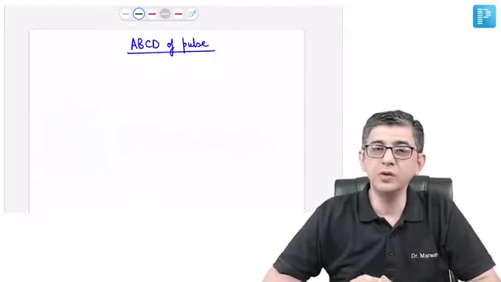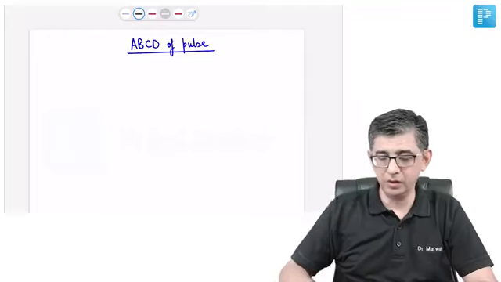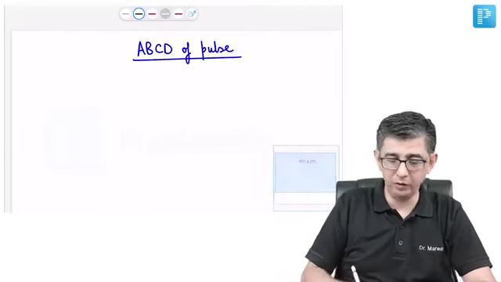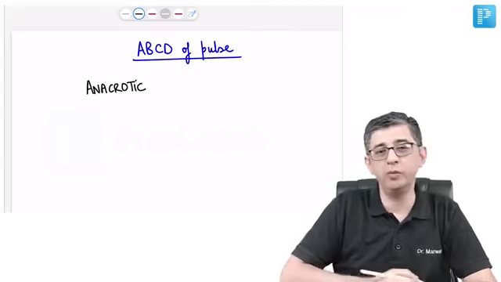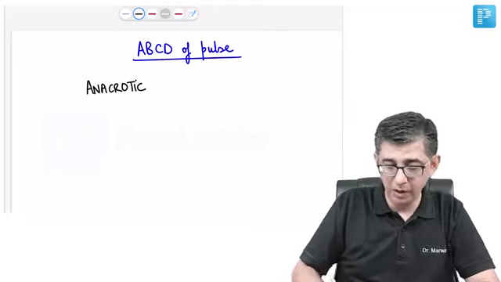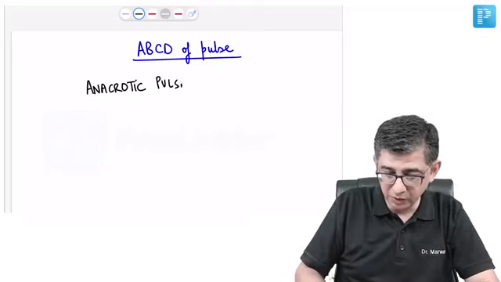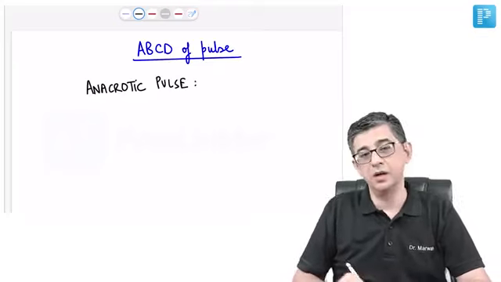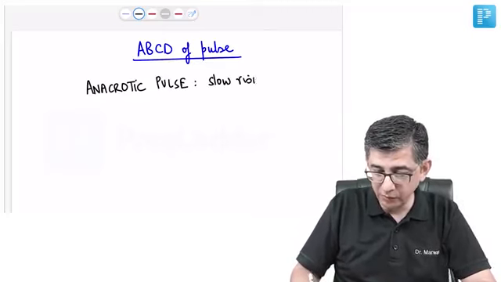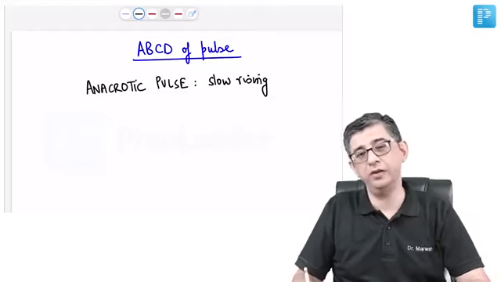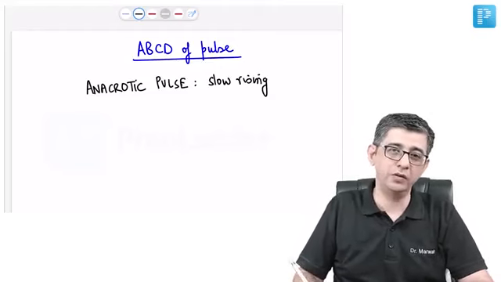Now this discussion also gives me the leverage to talk about the mnemonic, that is ABCD of the various varieties of pulse. So let's have a look at the various types of pulse that could be given to you, and one of them would be anacrotic pulse. As the name suggests, anacrotic pulse would be a slow rising pulse. The pulse will rise very slowly. The reason for this would be an outflow tract obstruction, that is, there is a valvular aortic stenosis.